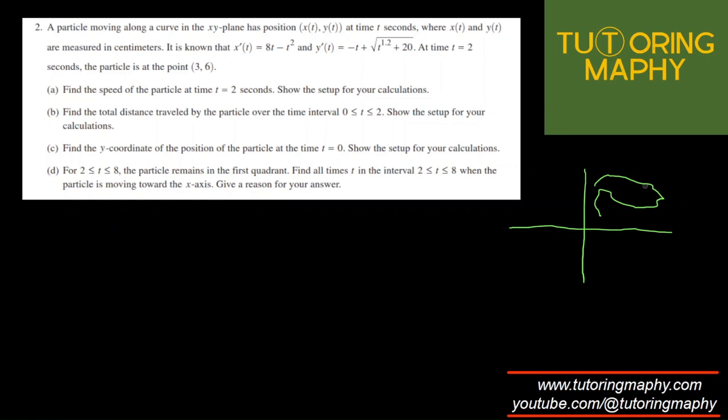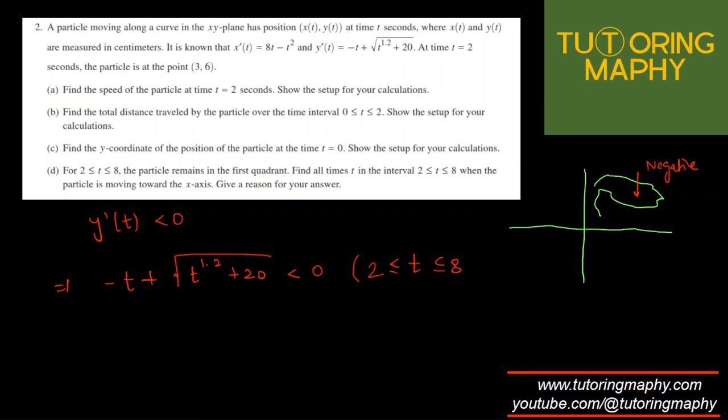So if anything has to move towards the x-axis, it has to go downwards. Is that correct? And going downwards means that the y velocity, the velocity in the y direction, will be negative. So the velocity in the y direction is negative, which means that y prime t should be negative, which means that negative t plus square root of t raised to 1.2 plus 20 should be negative, and we have to make sure that the value of t is between 2 and 8 seconds.